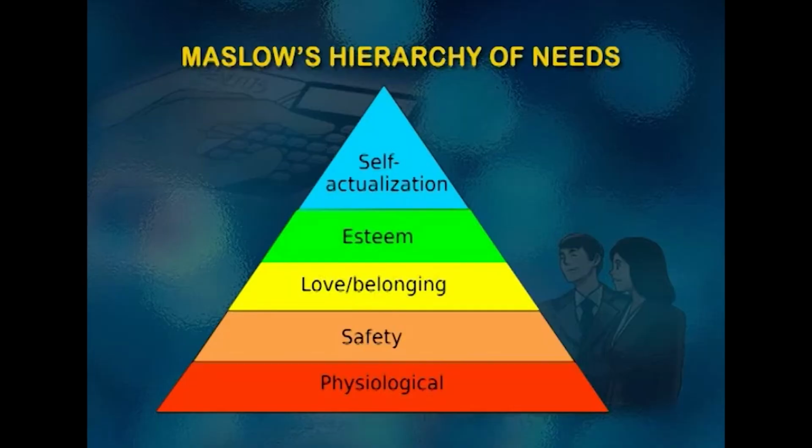Then what is meant by the hierarchy of needs? Maslow divided it into 5 levels. At the bottom, there are physiological needs, then comes safety needs, then love and belongingness, then esteem, and finally self-actualization. We have to provide all the amenities to the employee at each level of this hierarchy so that the employee can work in a better environment.